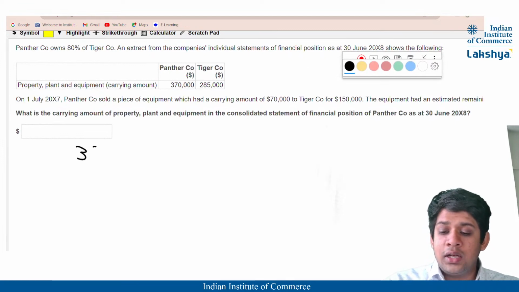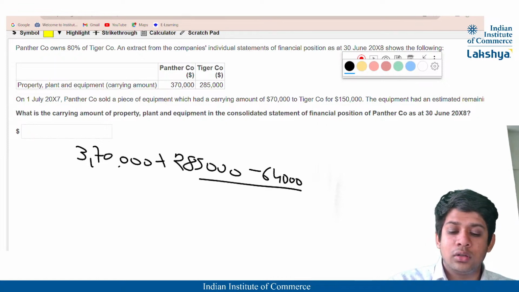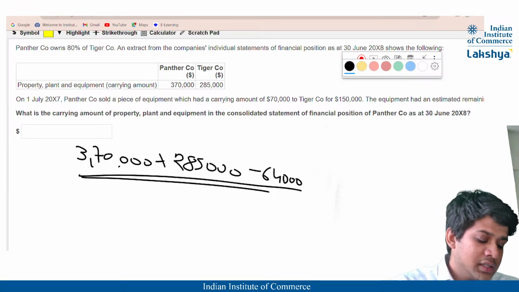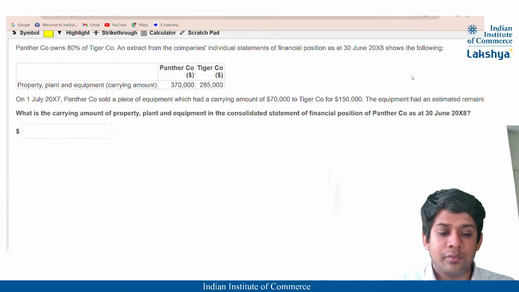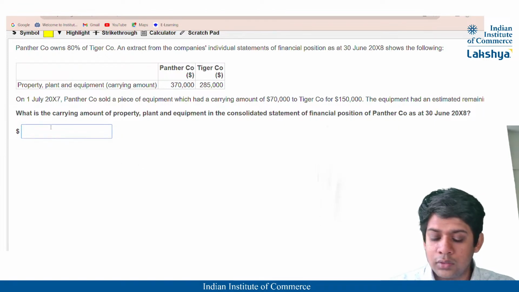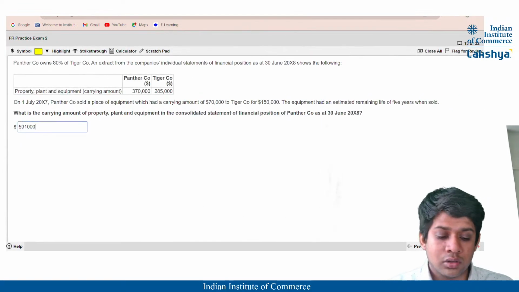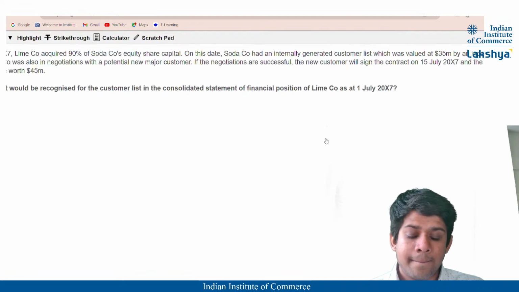It will simply be 3,70,000 plus 2,85,000 minus 64,000. So it will be 3,70,000 plus 2,85,000 minus 64. That will give you 5,91,000. Let me match it. Right? 5,91,000. I hope the sum is clear to you all. If in case any doubts, you can ask me directly in the comment section.